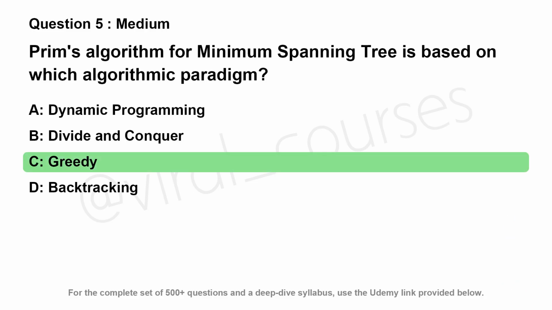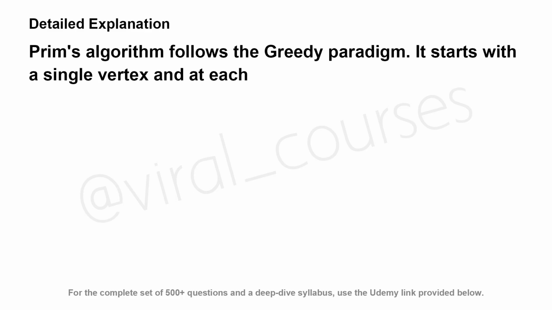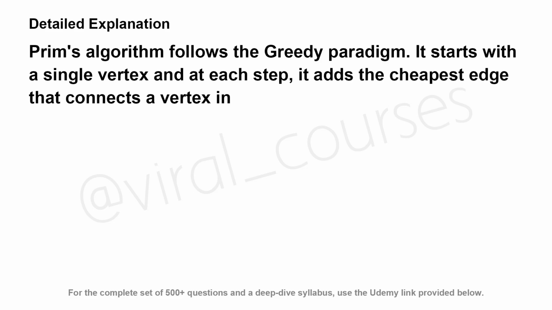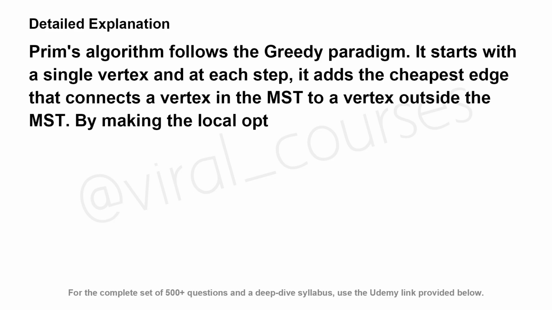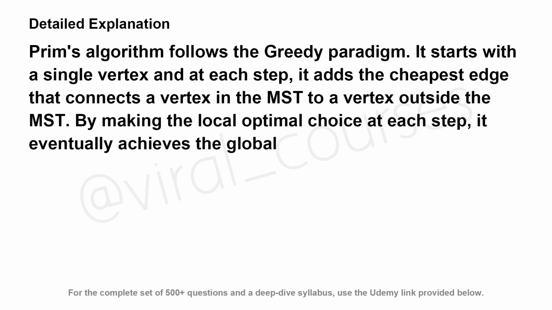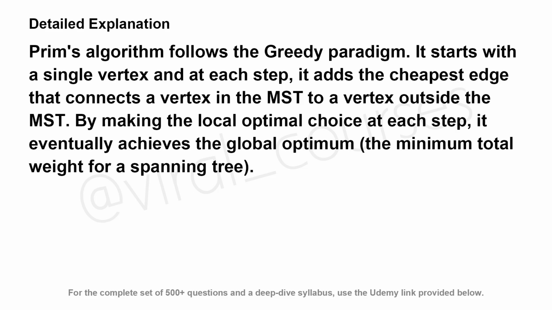The correct answer is C. Prim's algorithm follows the greedy paradigm. It starts with a single vertex, and at each step, it adds the cheapest edge that connects a vertex in the MST to a vertex outside the MST by making the local optimal choice at each step. It eventually achieves the global optimum, the minimum total weight for a spanning tree.